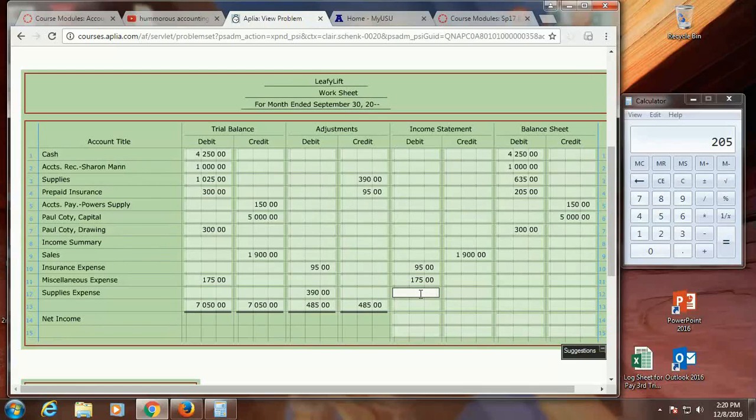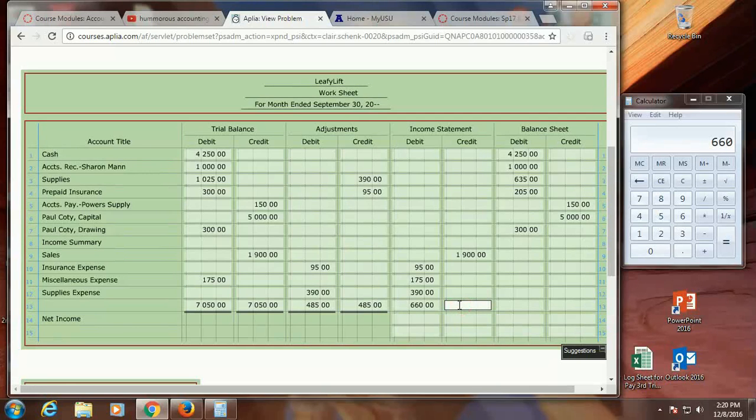And then the 390 is a debit. It was a debit in the adjustment column, and there's nothing in the trial balance column, so 0 plus 390 is 390 debit in the income statement column. I'm going to add up these columns now. So I'm going to take 95 plus 175 plus 390. And that gives me 660, right? In the debit column of the income statement.